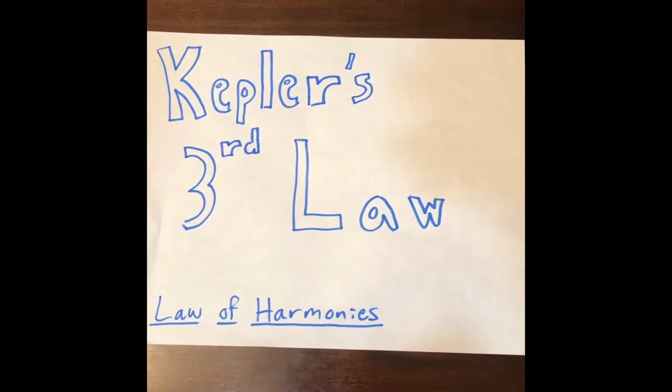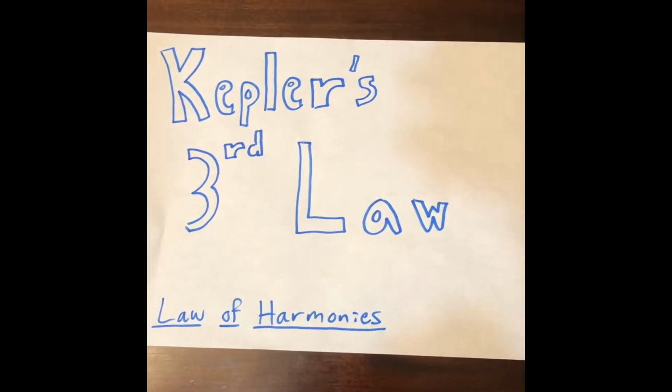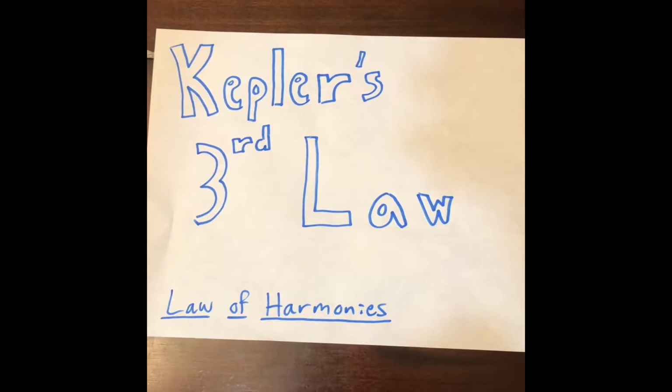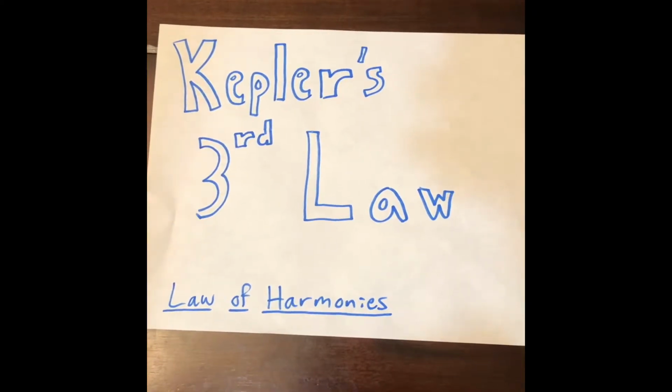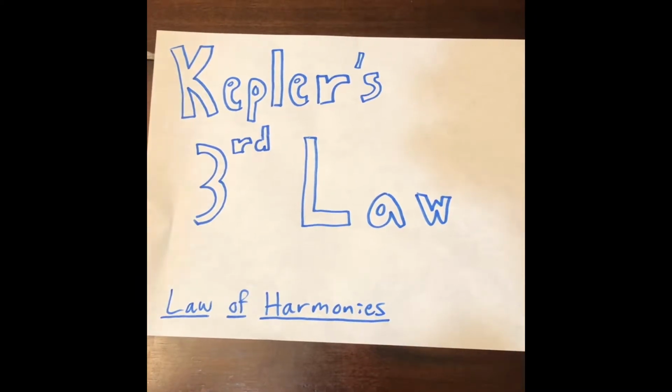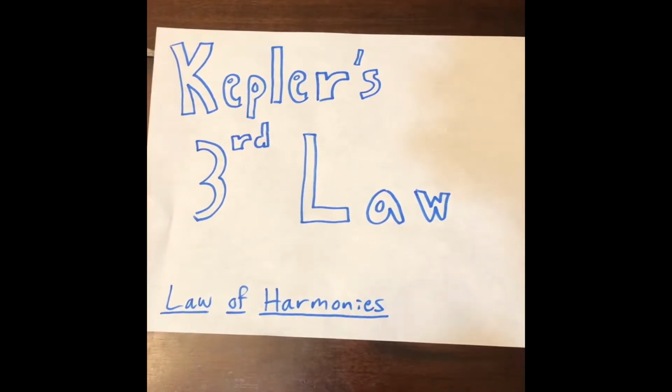Kepler's third law, the law of harmonies. This law states that the ratio of the squares of the periods of any two planets is equal to the ratio of the cubes of their average distances from the sun.